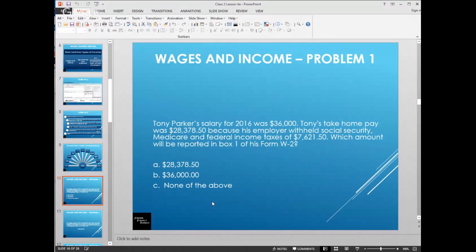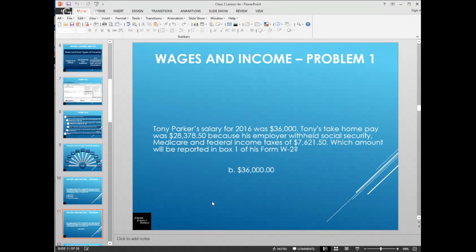In this case, Tony Parker's salary for 2016 was $36,000. Tony's take-home pay was $28,378.50 because the employer withheld Social Security, Medicare, and federal income taxes. Which amount will be reported on box 1? The first is $28,378.50, his take-home, or the full $36,000? And you would see the full $36,000 on the W-2.